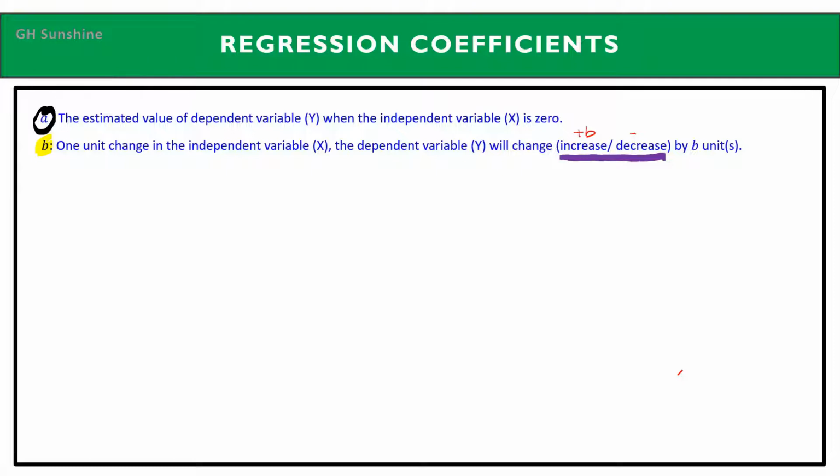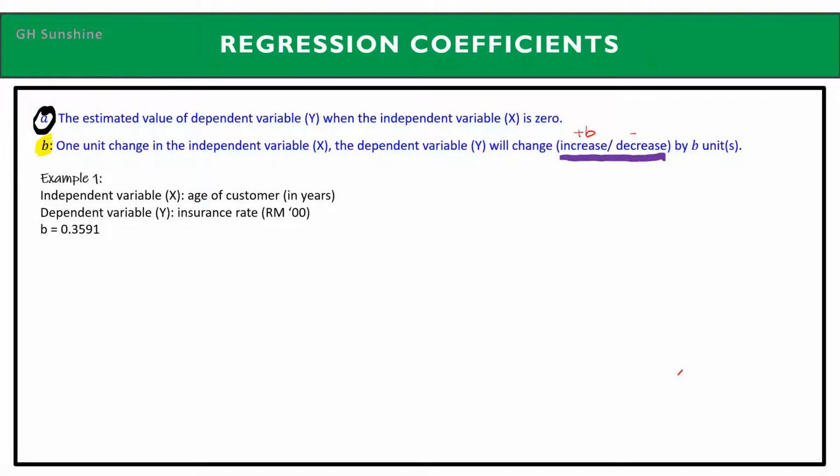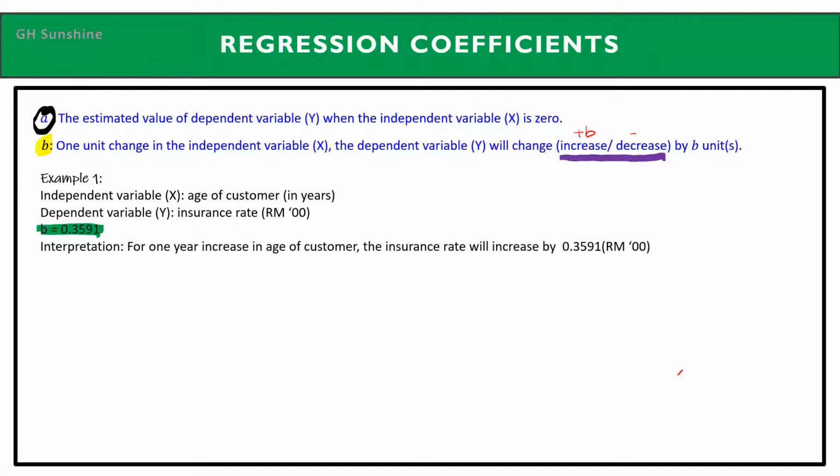So, to interpret the value of b, you must look at the sign of the b value, either positive or negative. For example, b equals 0.3591. So what does it mean? For 1 year increase in age of customer, the insurance rate will increase by 0.3591. So look at here, increase. Why? b is a positive value.